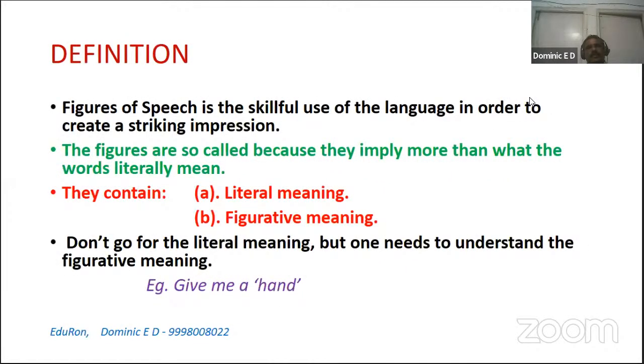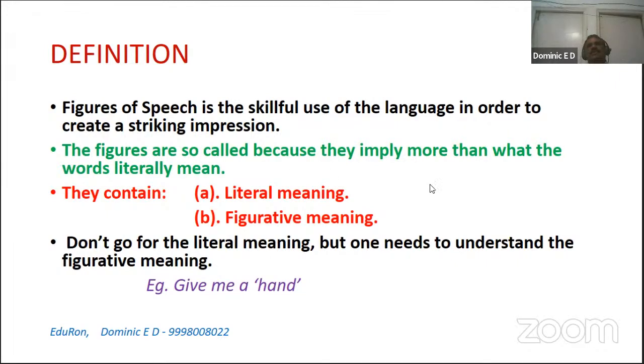First of all, let's try to understand what figures of speech are. Figures of speech is a skillful use of the language in order to create a striking impression. Instead of using plain language, if we have to make language more expressive, meaningful and attractive, figures of speech are the ingredients added to make our language tastier, more pleasant to hear, more accurate, more meaningful.